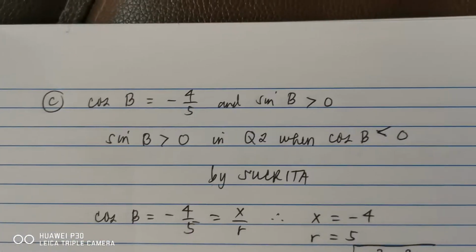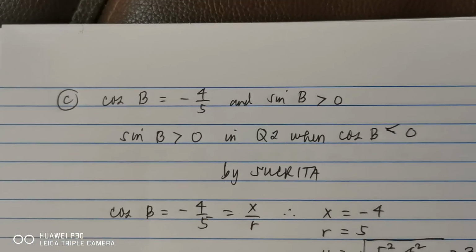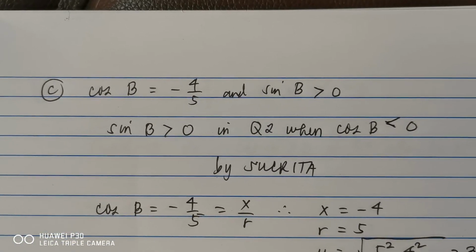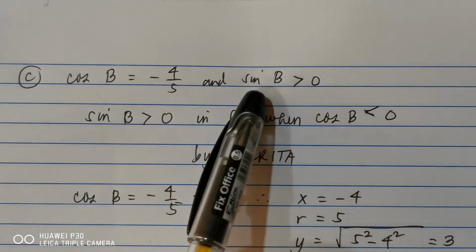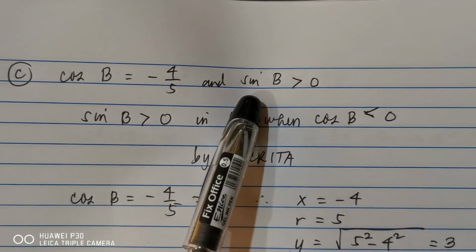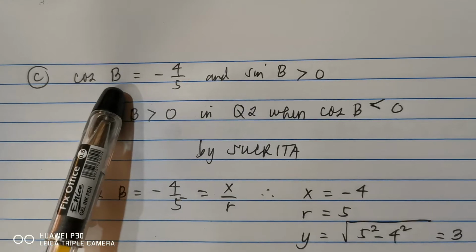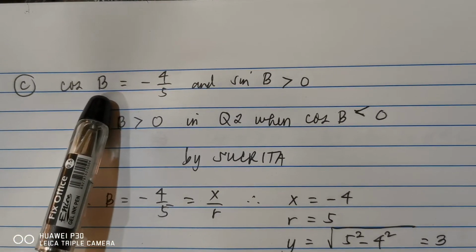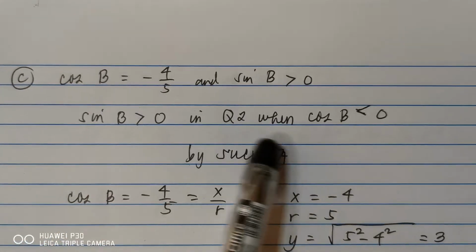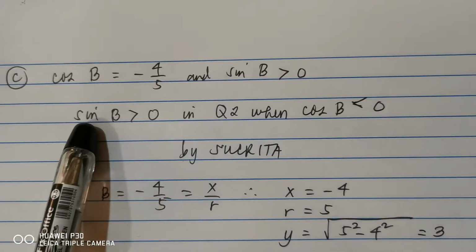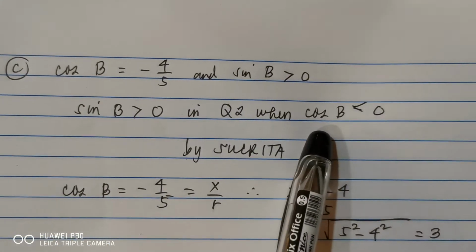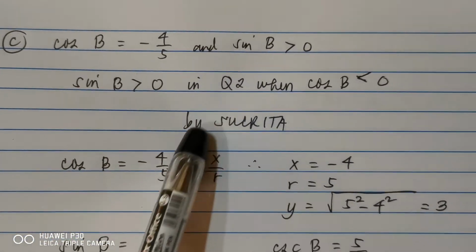Letter C, we were given cosine B equal to negative 4/5 and sine B is positive. So by Sukrita again, sine B is positive in quadrants 1 and 2 and cosine is negative in quadrants 2 and 3, or the left quadrants. So the common is quadrant 2. So sine B is positive in quadrant 2 and cosine B is negative in quadrant 2.